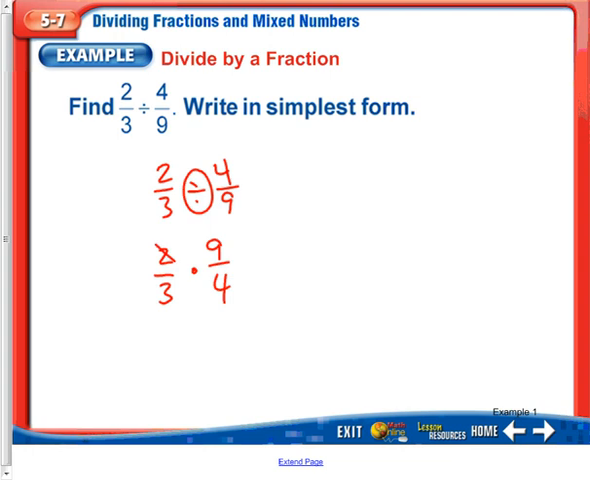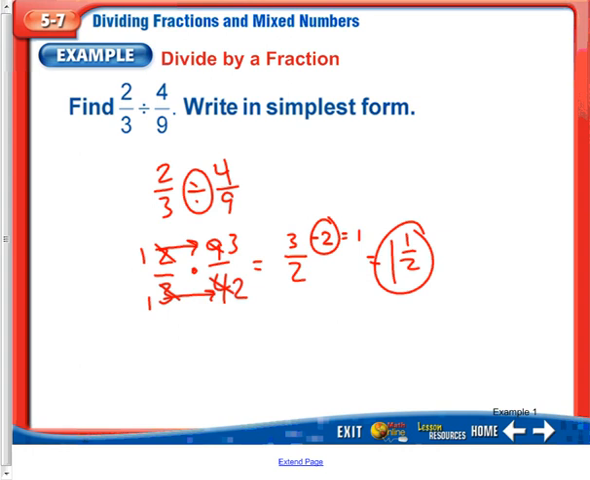Now we can simplify the 2 and the 4, and the 3 and the 9, and then multiply straight across, which will be 3 over 2. We know that we can subtract the 2 to have 1 left. The 2 is 1 whole, so we have 1 and 1/2. So this is how we'll divide fractions. We're just going to multiply by the reciprocal of the second fraction.